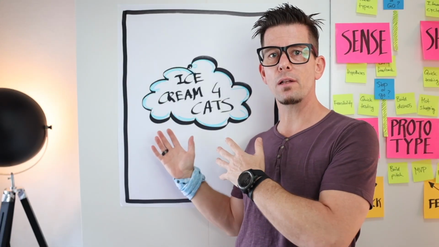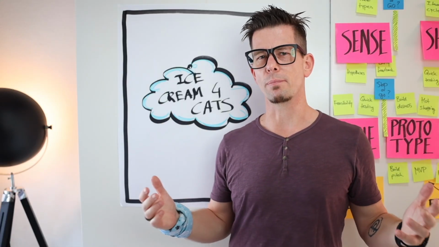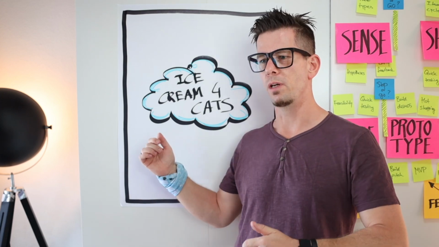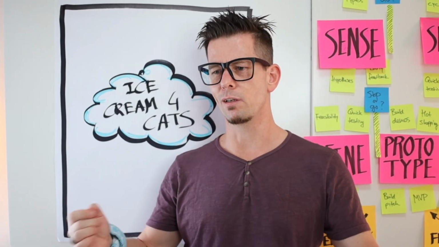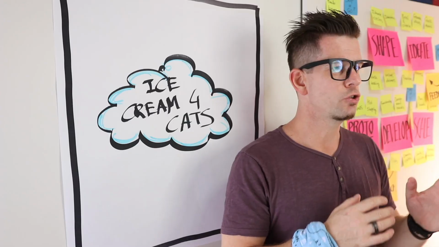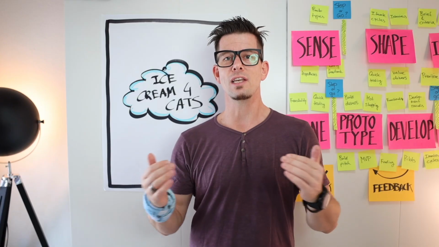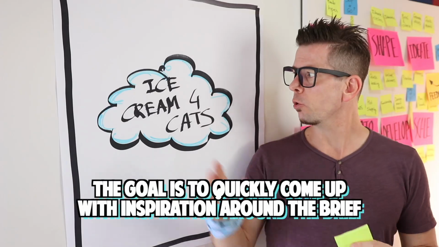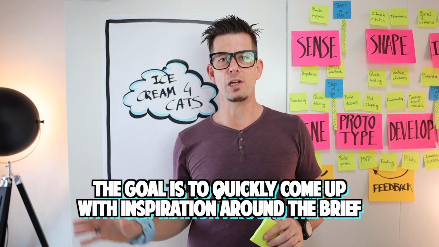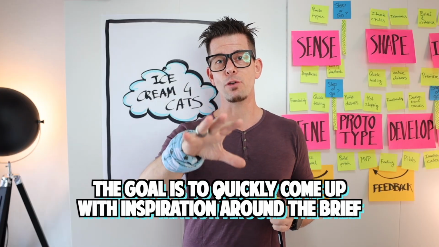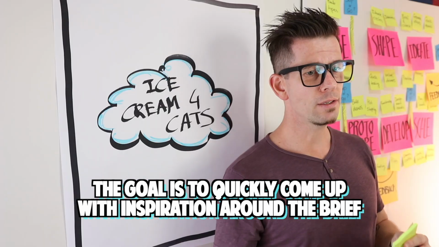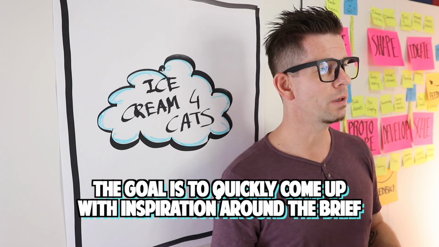So you have your brief in the middle, and very often brainstorms will start off something like this. It will be somebody at the front of a room with a flip chart going, okay, kids, we need ideas for ice cream for cats. Sure, that's one way to do it, but let me give you a different idea. So before you even do this, and you can do this individually, in pairs, small groups, this is roughly how it works. The goal of this activity is to come up with inspiration around that brief that later on you can tap into as a pool of a bit of fuel for creativity.